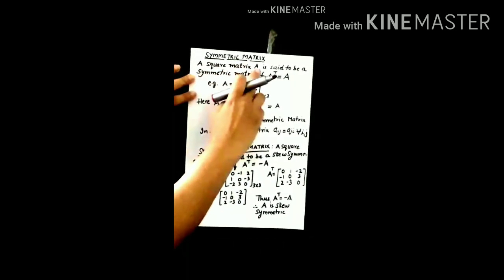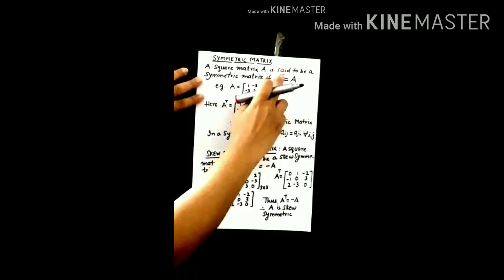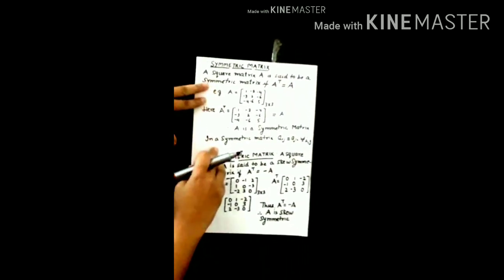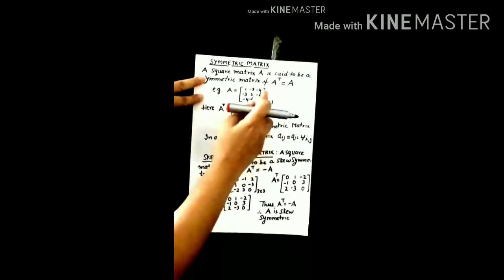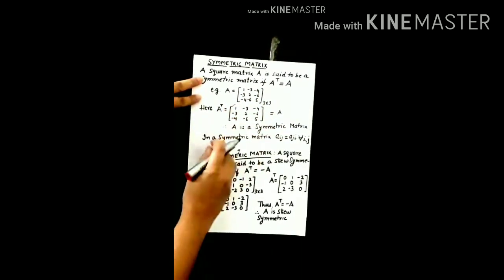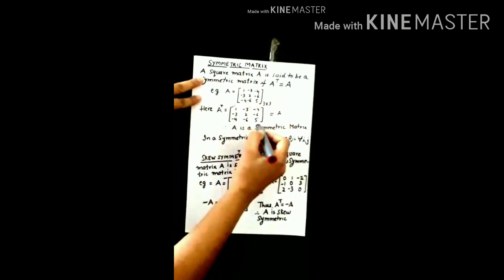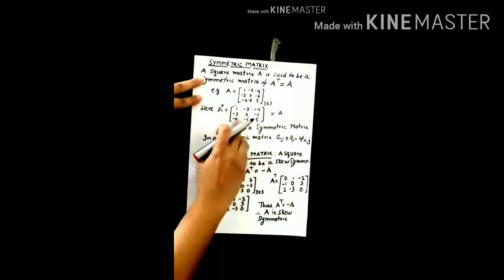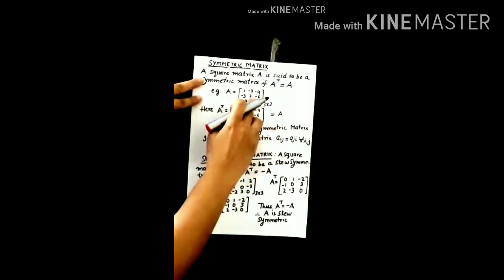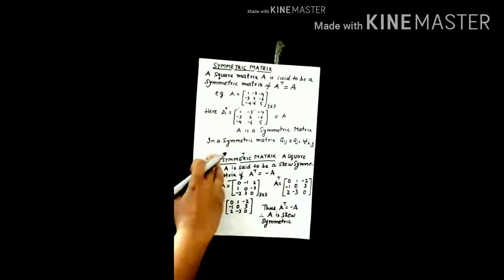A square matrix A is said to be a symmetric matrix if transpose of A is equal to A. For example, in this matrix A, if I compute the transpose, the first row will become the first column, second row will become the second column, and third row will become the third column. So you can see that the transpose of the matrix A is equal to the matrix A. So here we say that A is a symmetric matrix.